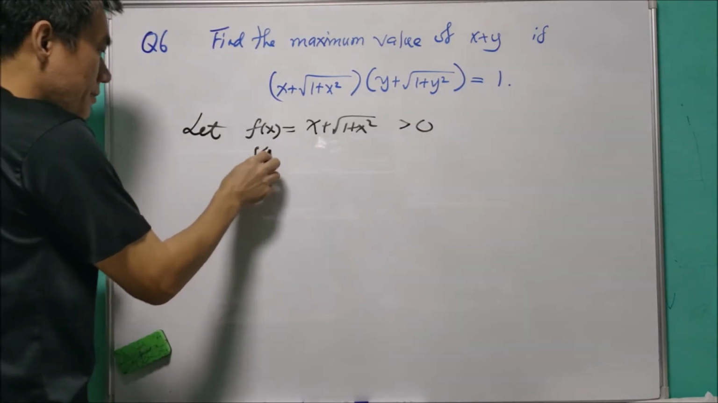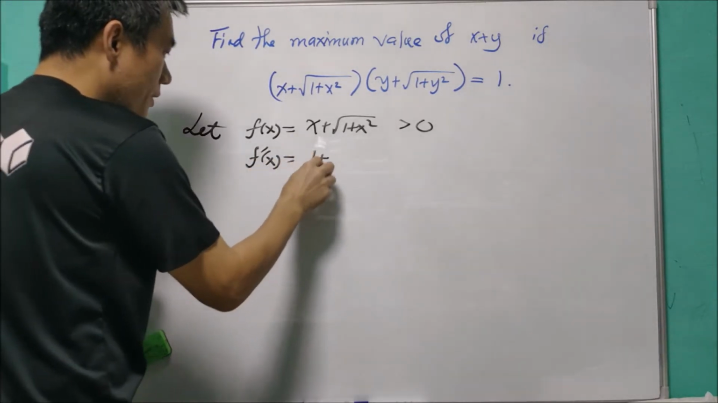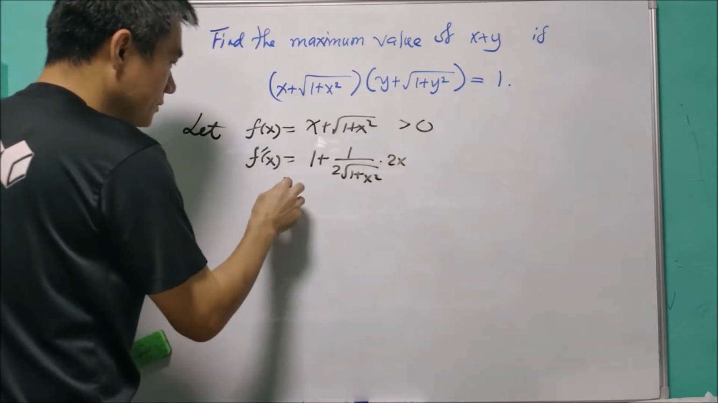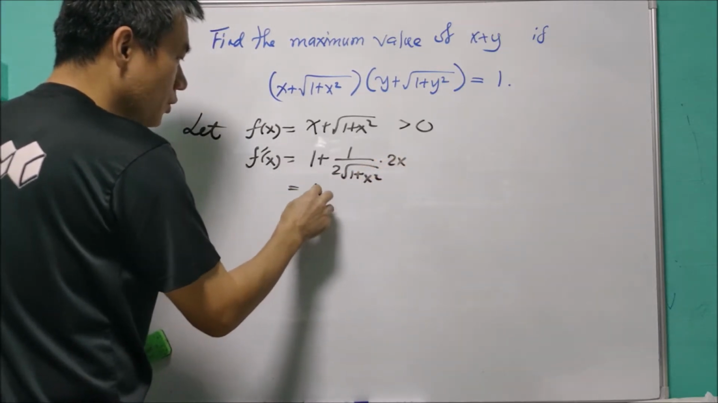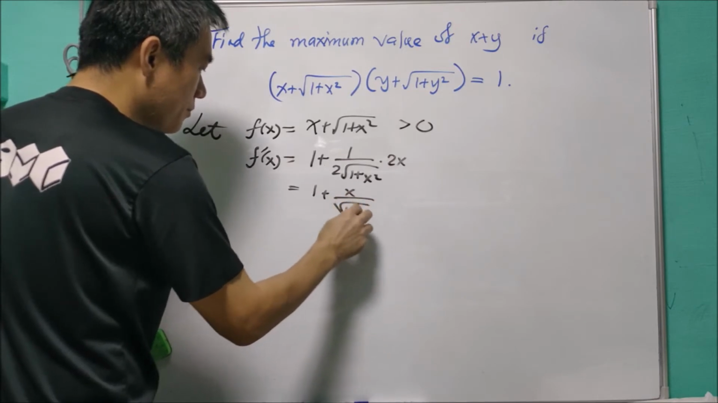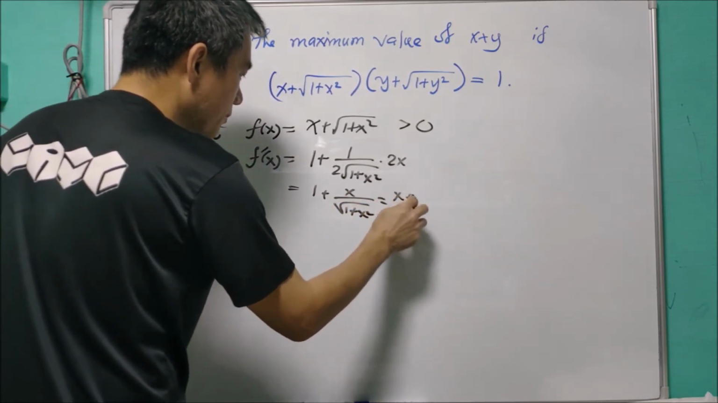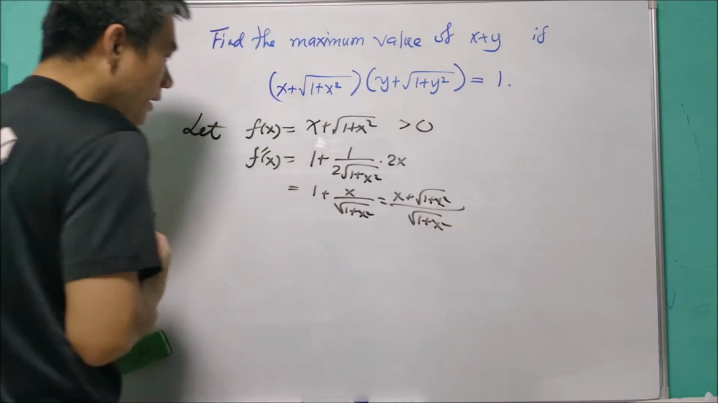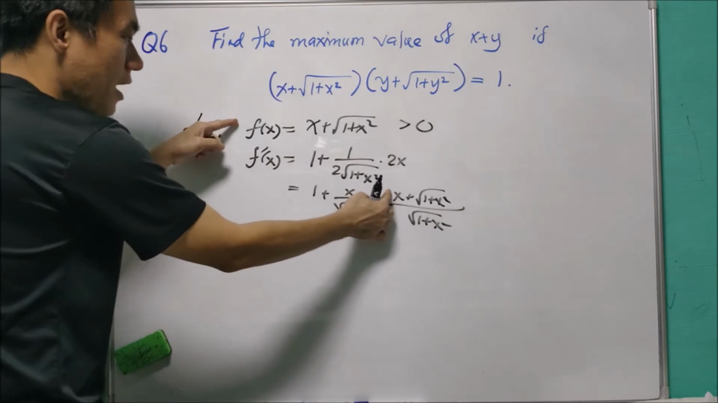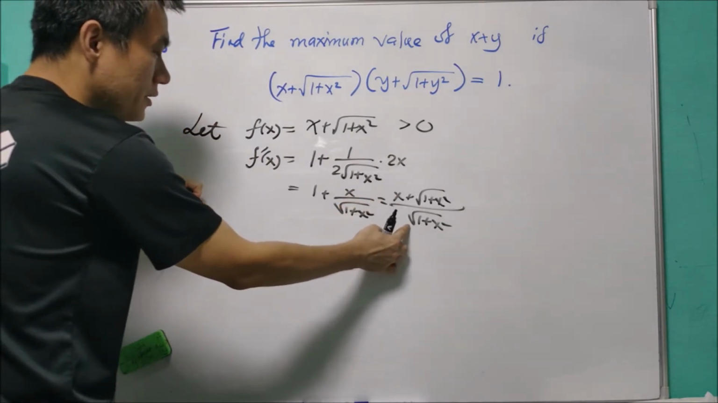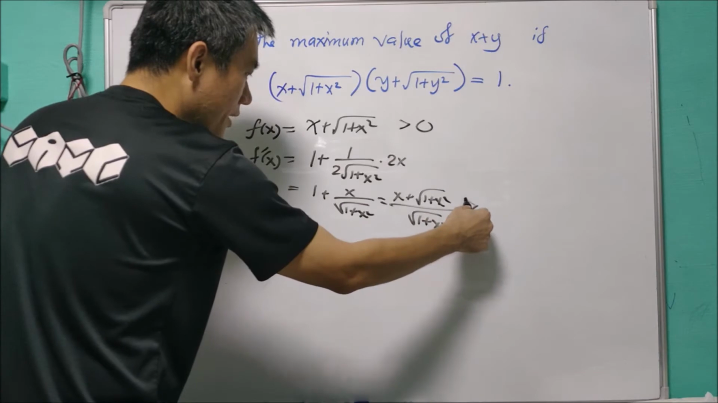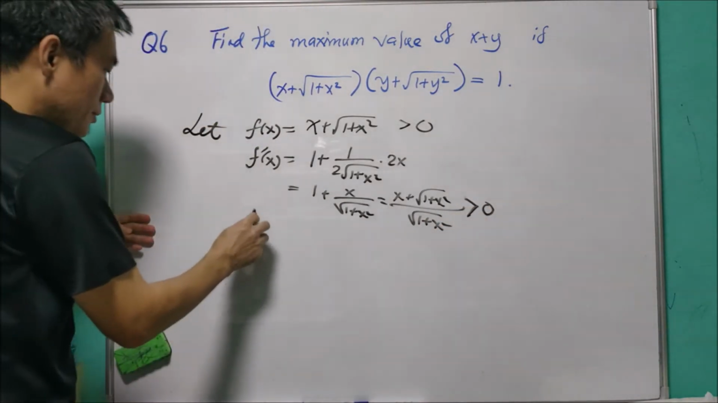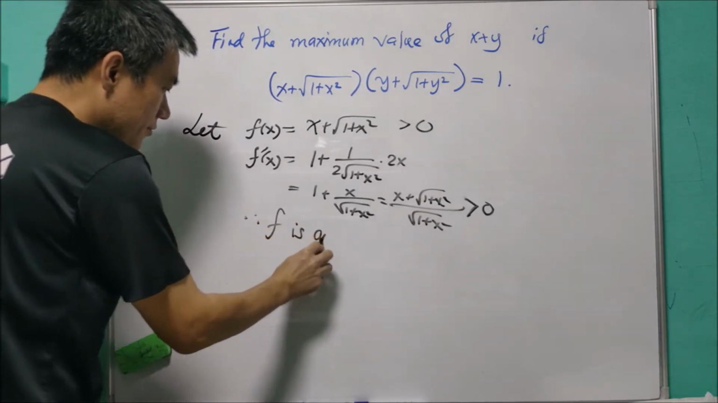If we take the f prime x, this will be equal to 1 plus 1 over 2 square root of 1 plus x squared times 2x. Then this is equal to 1 plus x over square root of 1 plus x squared, which is equal to x plus square root of 1 plus x squared over square root of 1 plus x squared. Since f(x) is positive, and the denominator is positive, f prime is also positive. F prime positive means that f is an increasing function.